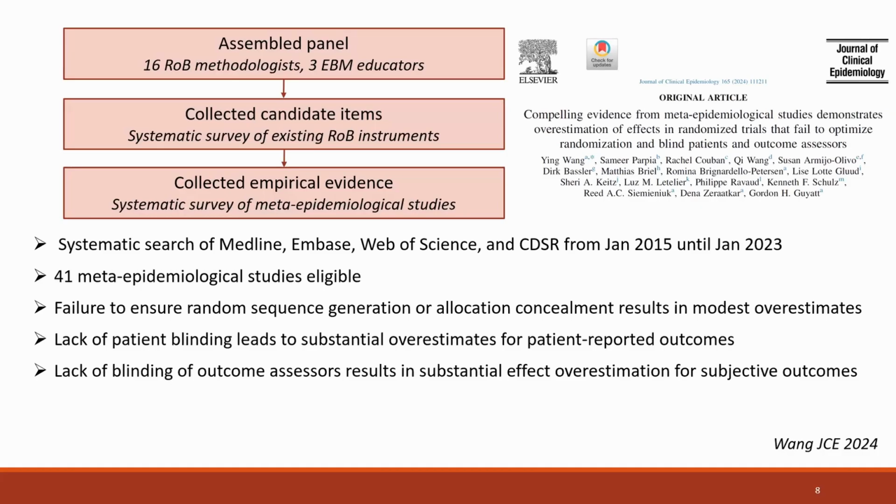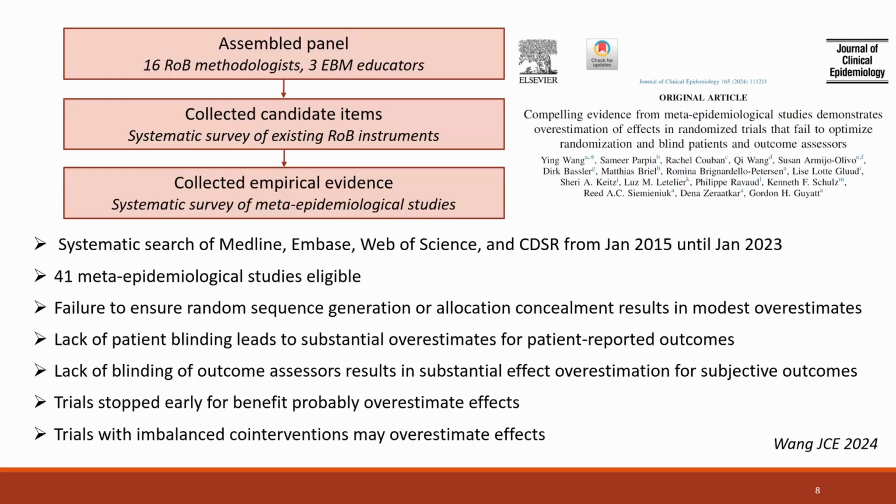Lack of blinding of outcome assessors results in substantial effect overestimation for subjective outcomes. And trials stopped early for benefit probably overestimates effects. And trials with imbalanced co-interventions also may overestimate effects. Otherwise, the impact on the effect estimate was quite uncertain for other risk of bias items.